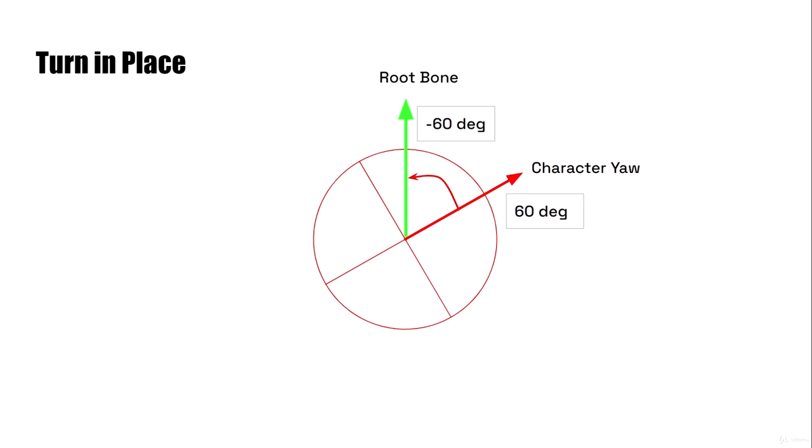As soon as we rotate our character, we need to calculate how much has rotated since the last frame and rotate the root bone back the other way, that amount. And that way, the root bone will stay still as our character is rotating. So let's go ahead and start with that.